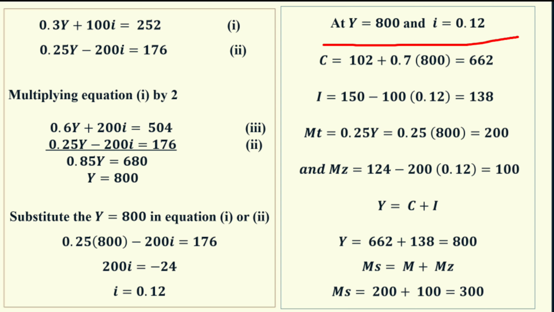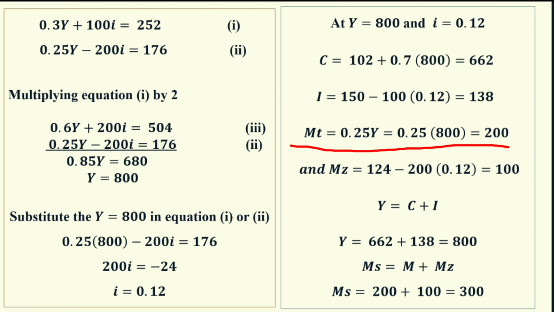After getting the value of y equal to 800 and the rate of interest equal to 0.12, we can substitute these values into various functions. For example, the consumption function, which is already given, that is c is equal to 102 plus 0.7y. Putting y equal to 800 here, the value of consumption will become 662. Similarly, we have the investment function, that is 150 minus 100i. So it will become 150 minus 100 into 0.12, so the investment will become 138.